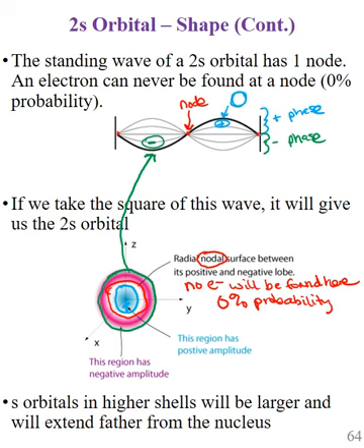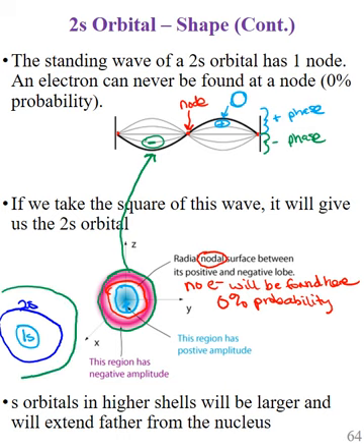Okay, now s orbitals in higher shells will be larger and will extend farther from the nucleus. If I look at an example, we have a 1s, let's say pretty small. If I look at the next shell, which will be the second shell, the orbital in there, which will be the 2s, will be larger. If I look at the third shell, it contains a 3s, and that's going to be larger still.